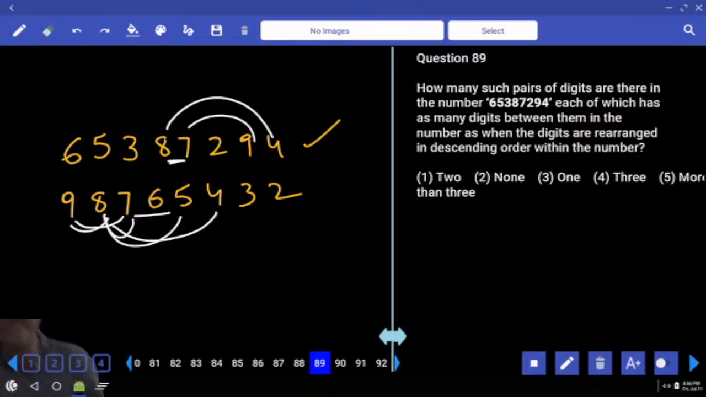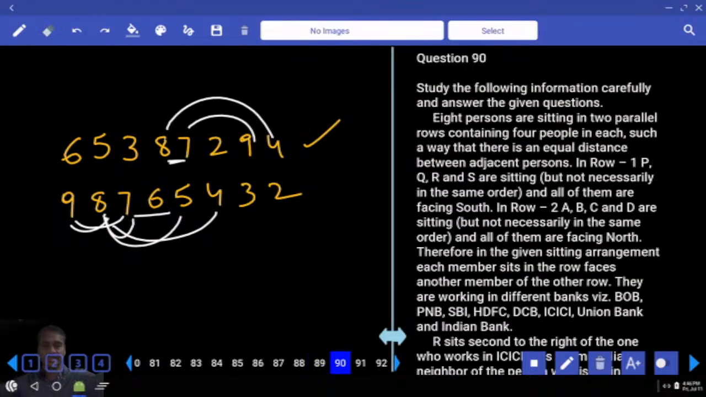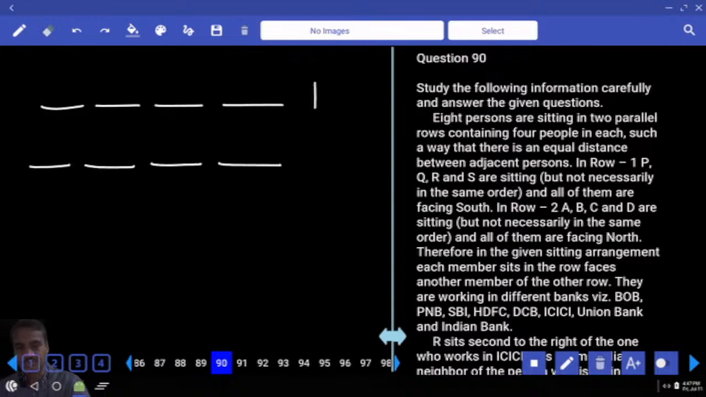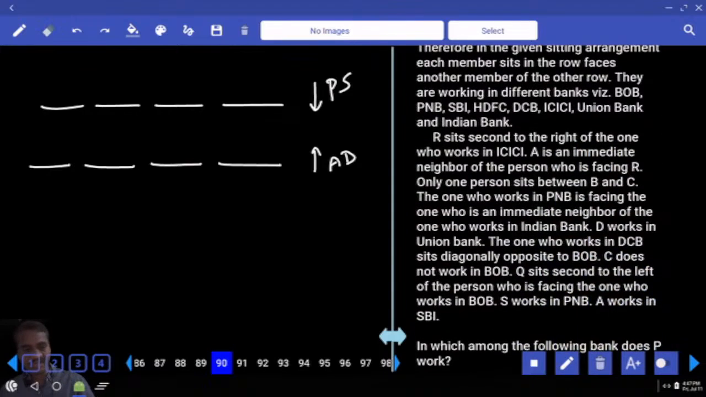Then next one, 90 to 94. Now in this 90 to 94, first or the second? Second priority, because parameter is also added to this one. Now how many persons are there? 1, 2, 3, 4. And here again there are 4 persons. 8 persons, 4 in one row and 4 in the other. Row 1 PQRS all facing south, P to S. And in row 2, ABCD, facing north. And they are working in different banks as well.